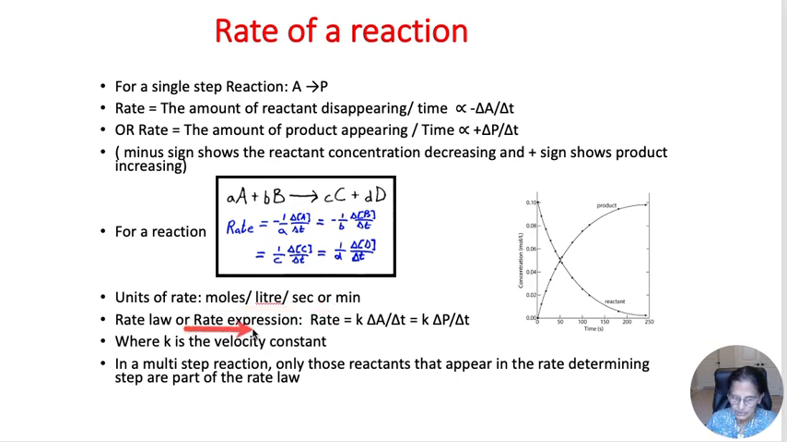Rate law. What is rate law or rate expression? Rate on the left side is equal to a constant, and delta A by delta T is concentration by time. In terms of products, it is equal to K into delta P by delta T, where K is the velocity constant. In a multi-step reaction, only those reactants that appear in the rate determining step are a part of the rate law. Other reactants do not appear in the rate law.